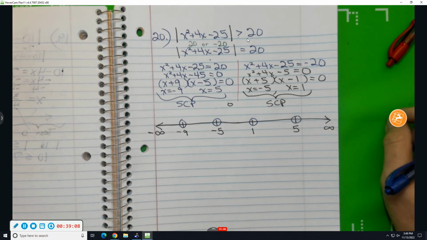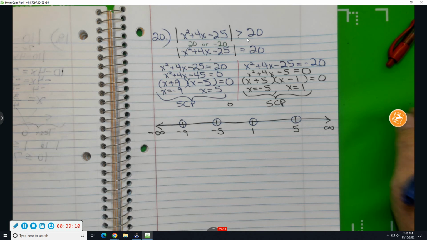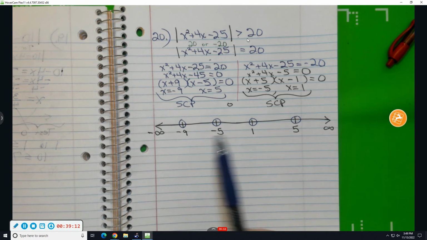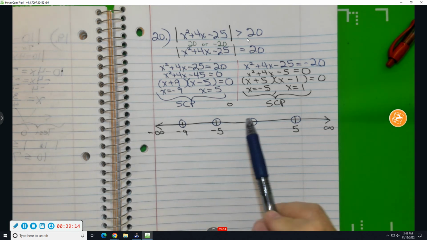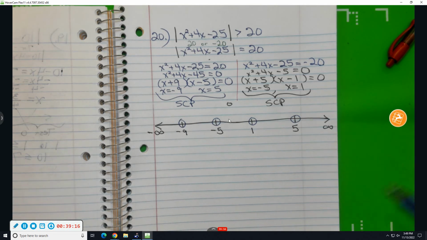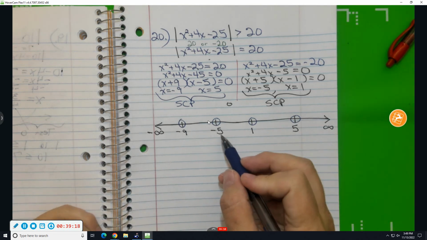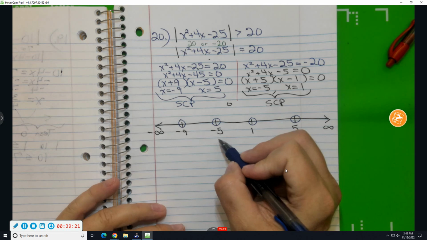What's my favorite number to test? 0. Which interval contains 0? Interval 1, 2, 3, 4, or 5? I agree. 0 is between negative 5 and positive 1.